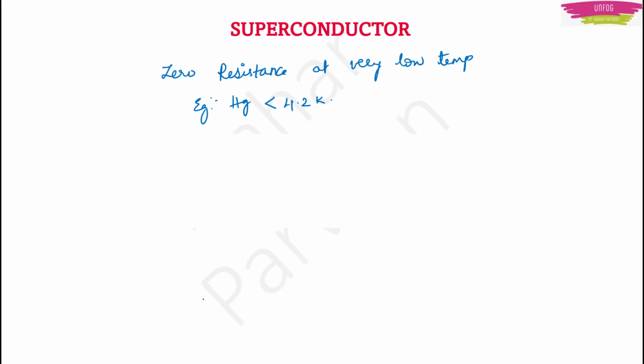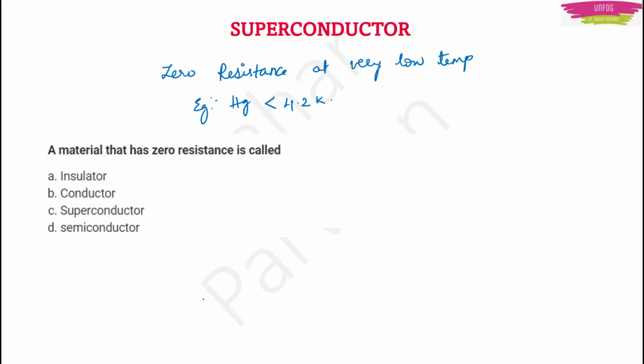Now when we are talking about insulators, semiconductors and conductors, it's better we talk a little bit at least about superconductors. Superconductors are those materials which have zero resistance at very low temperature. For example, mercury, below 4.2 Kelvin. 4.2 Kelvin is already a very low temperature, right? If you keep mercury below that temperature, it will become a superconductor with zero resistance. So this is known as a superconductor.